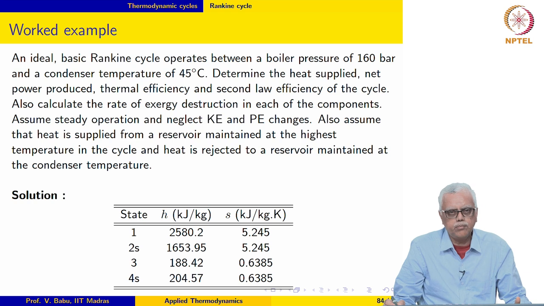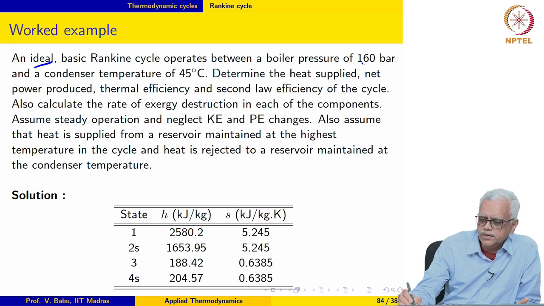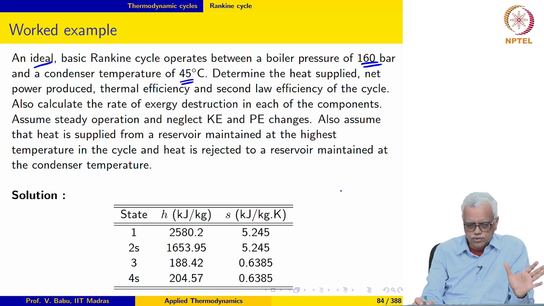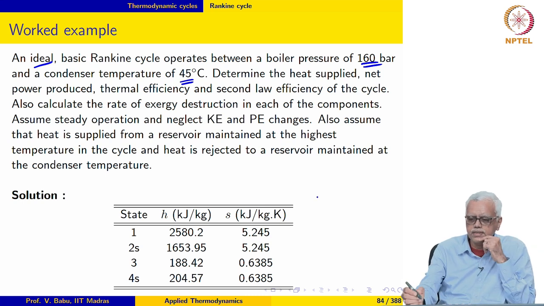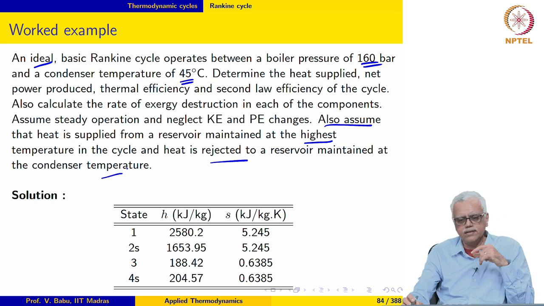Let us look at an example involving basic Rankine cycle. An ideal basic Rankine cycle operates between a boiler pressure of 160 bar and a condenser temperature of 45 degrees Celsius. Determine heat supplied, net power produced, thermal efficiency and second law efficiency. Also calculate the rate of exergy destruction in each of the components. Assume steady operation, neglect KE and PE changes. And also assume that heat is supplied from a reservoir maintained at the highest temperature in the cycle, and heat is rejected to a reservoir maintained at the condenser temperature. These are important for us to evaluate rate of exergy destruction in the individual components.